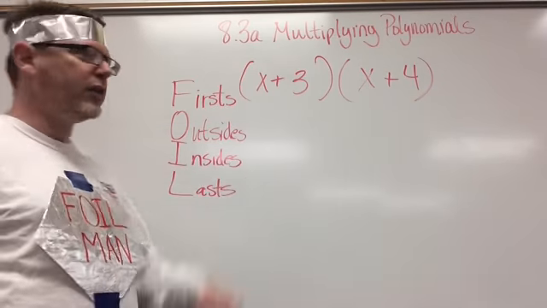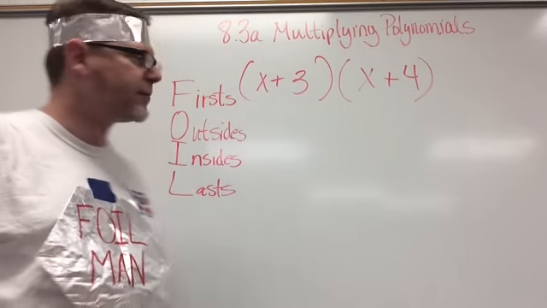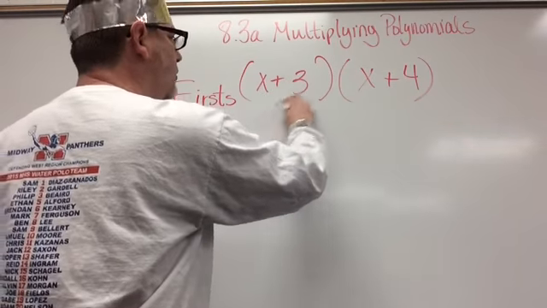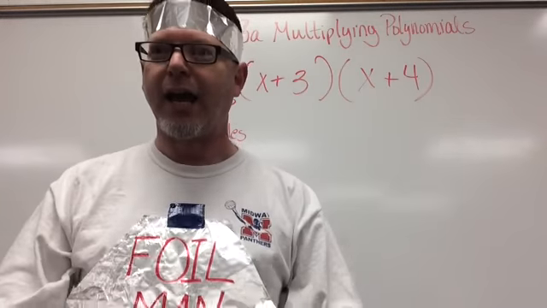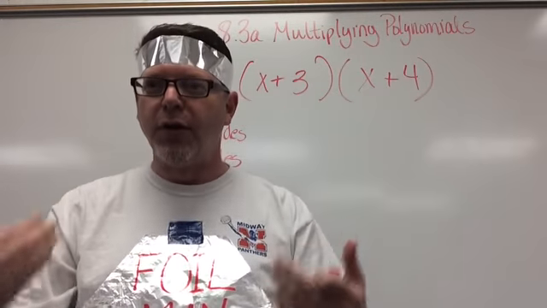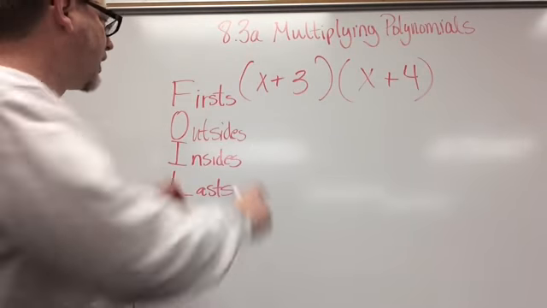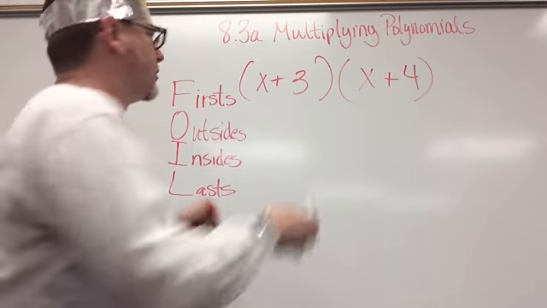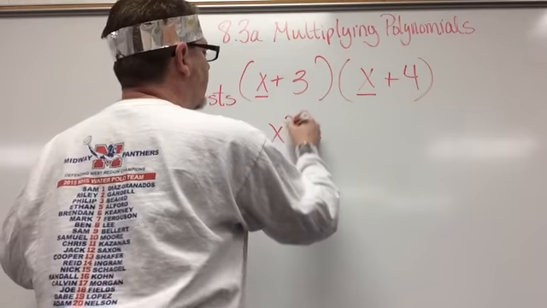Well, let's look how we can use this acronym. You know, that's an important word in superhero land. Let's look at this acronym and figure out how we can multiply two binomials using the FOIL method, because I am Foil Man, and Foil Man is going to teach you today. So we need to look at the first term in each binomial and multiply those. So that would be x times x, and we know that's x squared.